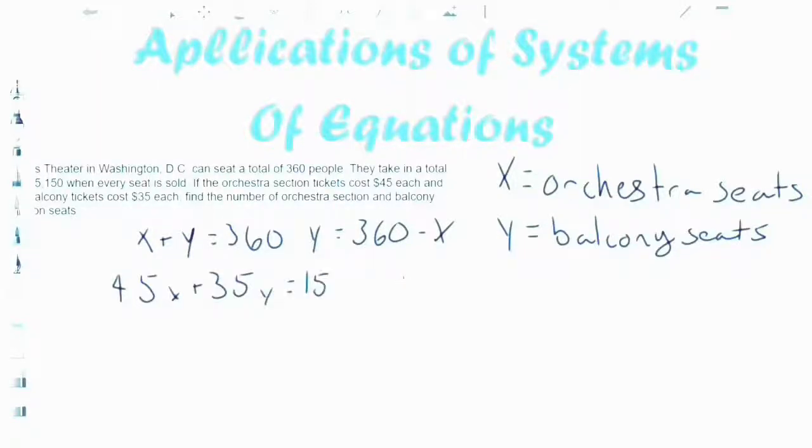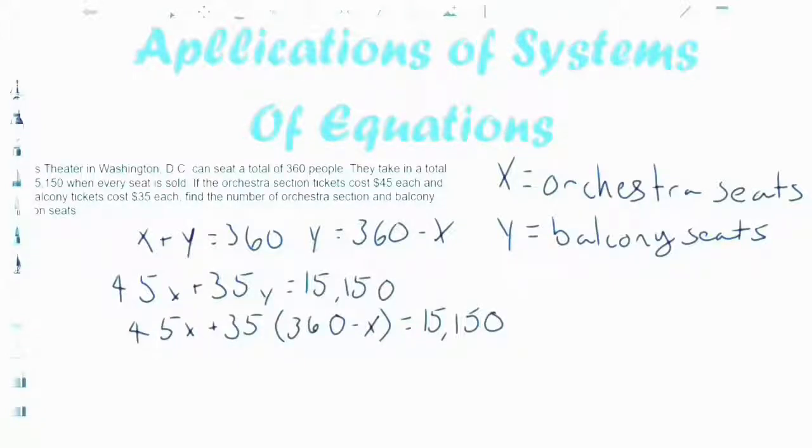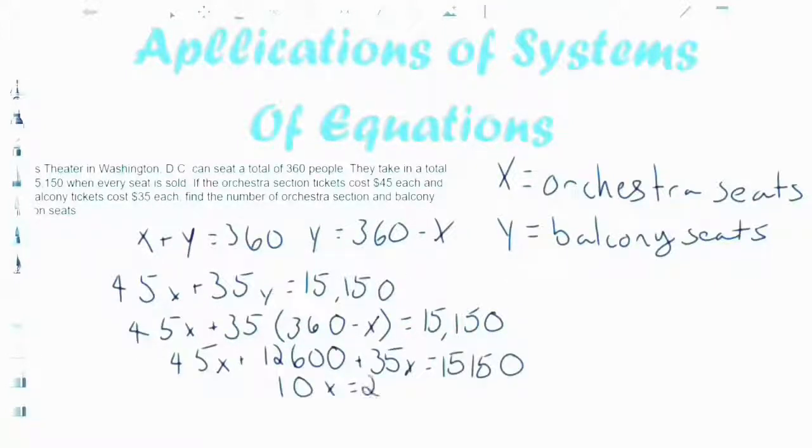Then you're going to make an equation with the information given. 45x plus 35y equals 15,150. Then you can simplify that with the equation that we have. 45x plus 35 in parentheses 360 minus x equals 15,150. Simplify that down to 45x plus 12,600 minus 35x equals 15,150. Further, 10x equals 25,050 and x equals 255.